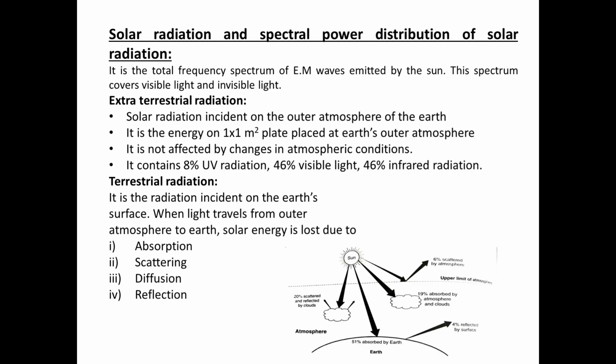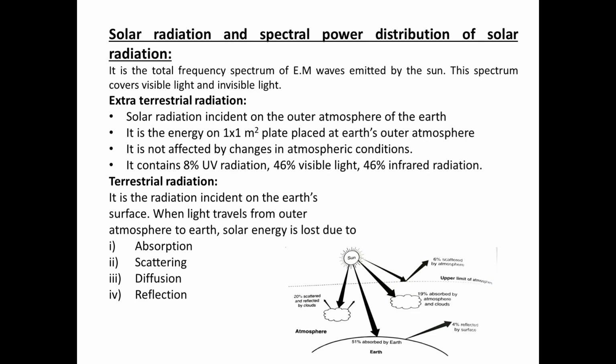Then let us go to another topic. What is meant by solar radiation and the spectral power distribution of solar radiation? Generally, the radiation coming from the sun is called solar radiation. If we consider this radiation, it will occupy a wide region. That means if we consider its frequency or wavelength, it will occupy a wide range, and it is emitted in the form of electromagnetic waves.